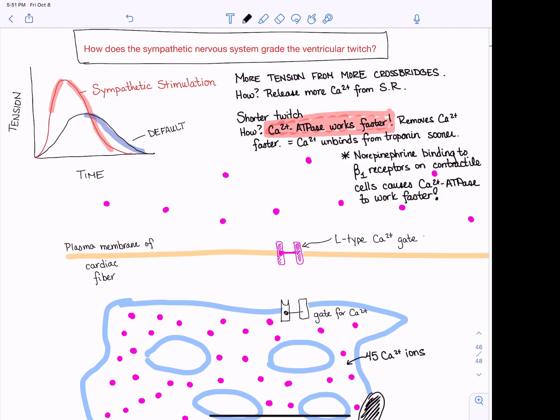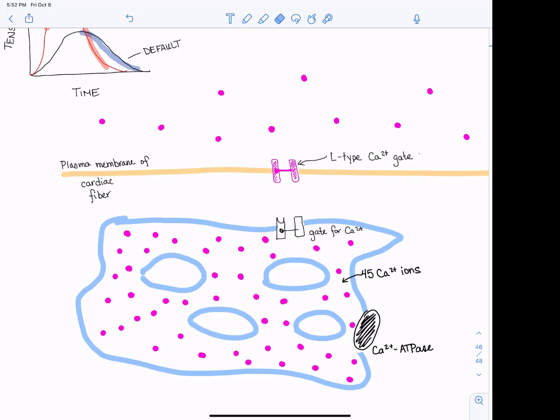How does that work? Well, let's take a look at the next animation to see if we can demonstrate how supercharging calcium ATPase actually leads to a stronger twitch. So consider my drawing of a myocardial contractile cell. Imagine that I have an action potential going across the plasma membrane, and it opens up that L-type calcium gate, and that allows some of the calcium from the extracellular fluid into the cell. We're going to presume that the L-type calcium gate is open long enough to allow 5 calcium ions to move from the extracellular fluid to the intracellular fluid.